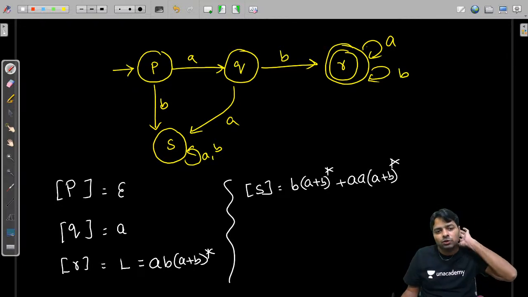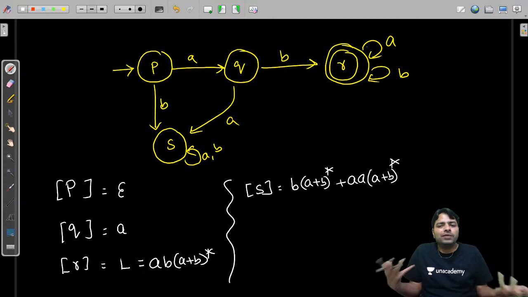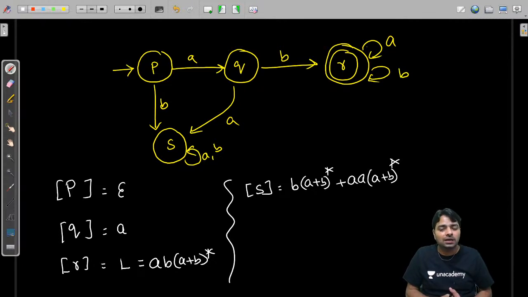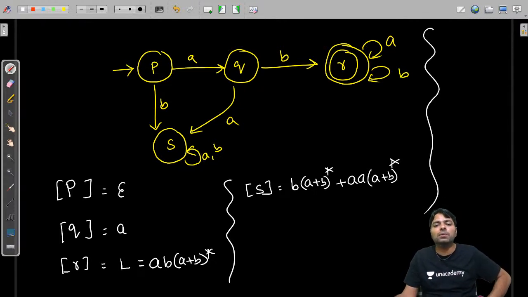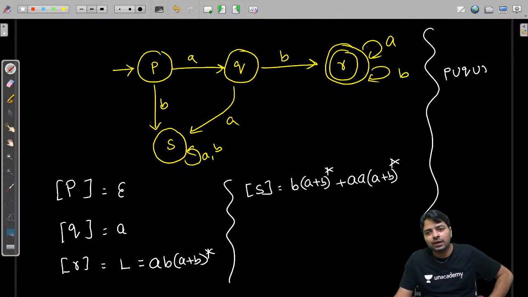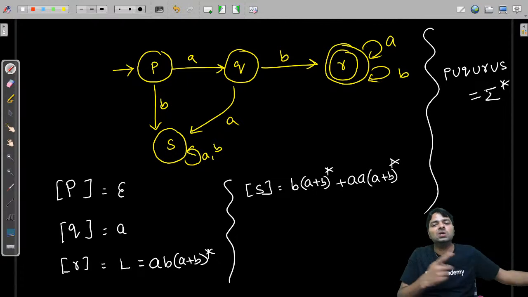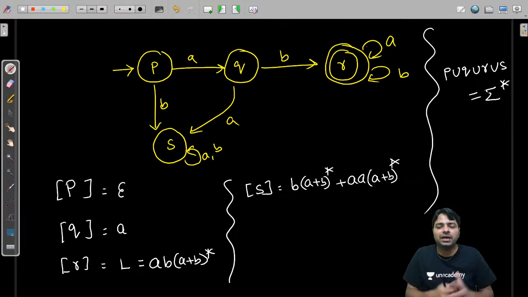What is L? If you want the complement of L, make P, Q, S final and R non-final, then you will understand the complement of L. So what is the meaning here? There is much information here. Let me write something here, guys. There is another piece of information hiding. P union Q union R union S will equal sigma star. If I do the union of all these classes, you will get sigma star. Make all of them final, you will get it.